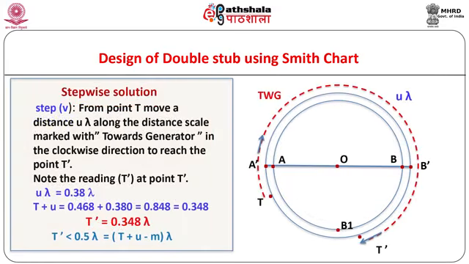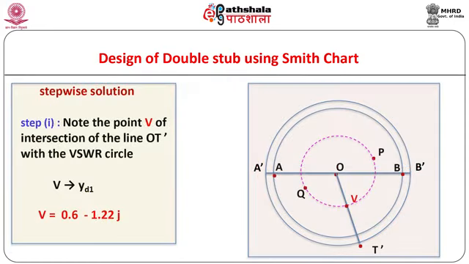Step number 5. From point T, move a distance u lambda along the distance scale marked wavelengths towards the generator in the clockwise direction to reach the point T dash. Note the reading T dash at point T dash. If T plus u exceeds 0.5, then calculate T dash by subtracting the integral multiples of 0.5 from the sum T plus u until T dash is less than or equal to 0.5.